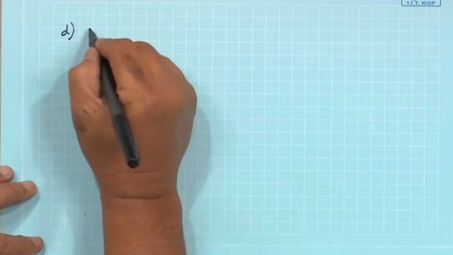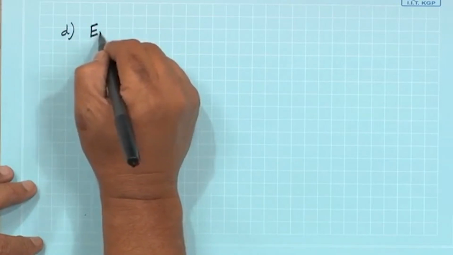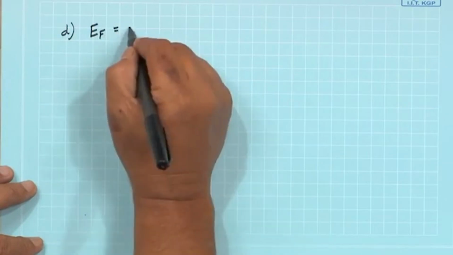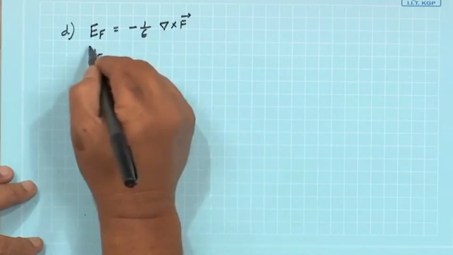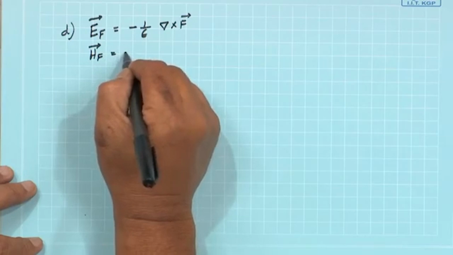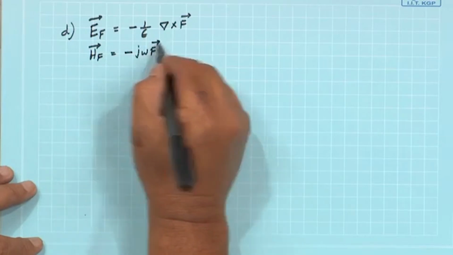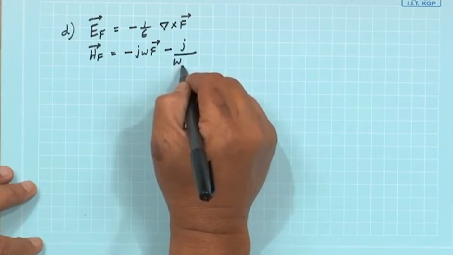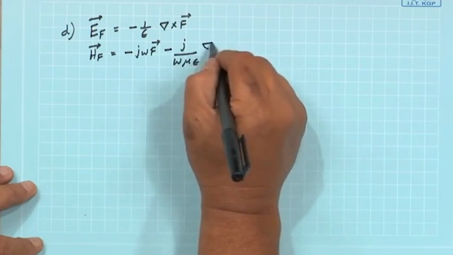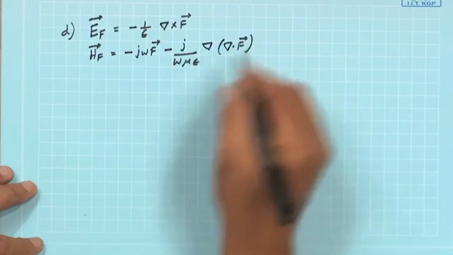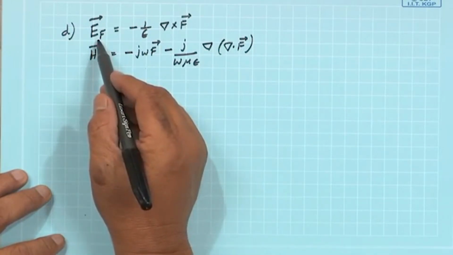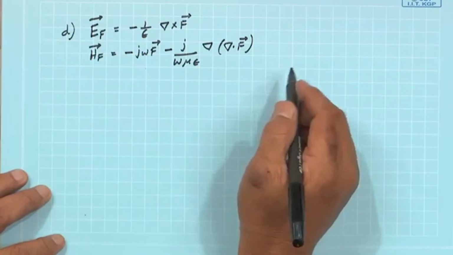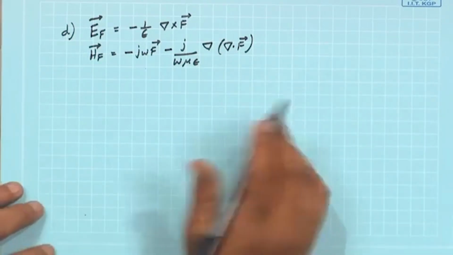Then from F find E F similarly. So, E F is minus 1 by epsilon del cross F, and H F is minus j omega F minus j by omega mu epsilon del del dot F. Or alternately, you can find it from Maxwell's equation by taking the curl of E F, remembering that M is equal to 0 here. So, okay.